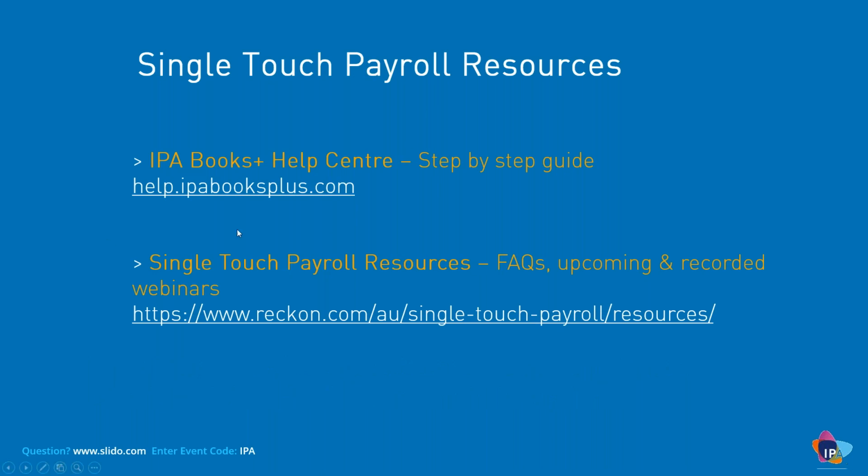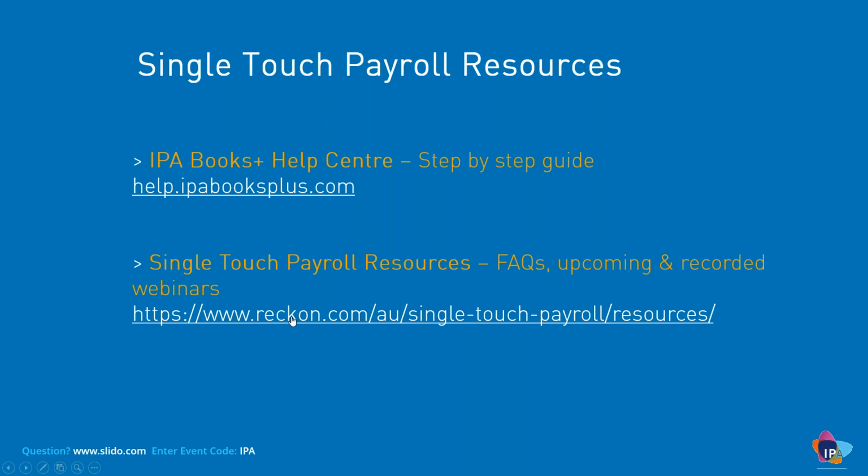As for more resources to help you out, a very good one is help.ipabooksplus.com. It's got an extensive section there on setting up GovConnect STP and going through the Google Authenticator process. There's heaps of other information there for the product itself, so just drill down to the various sections and to the bits that you require.